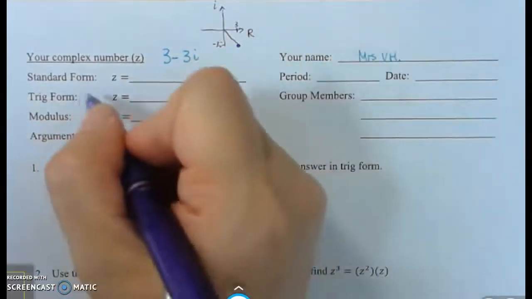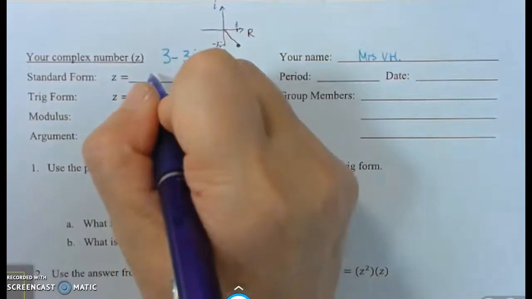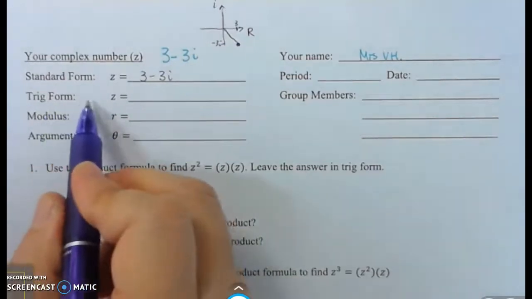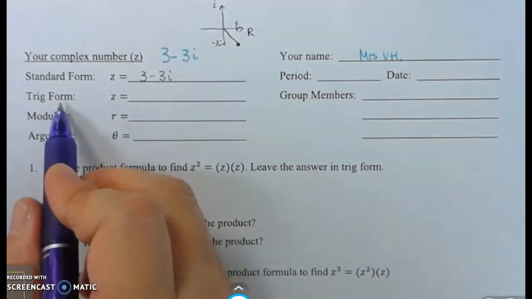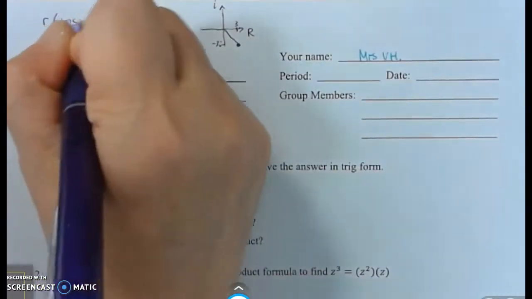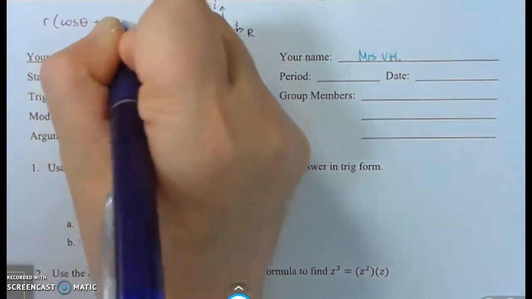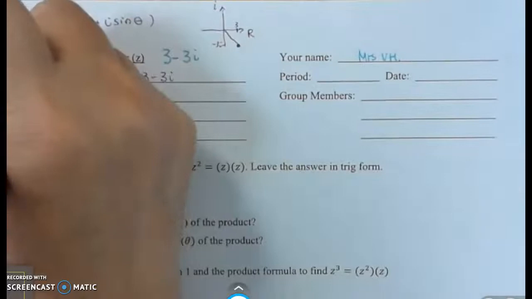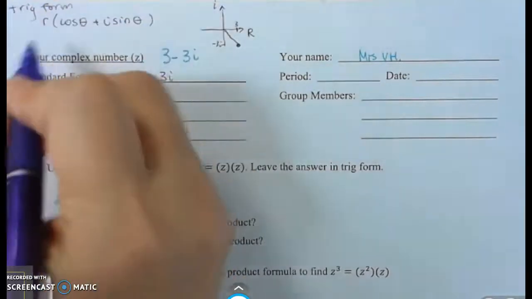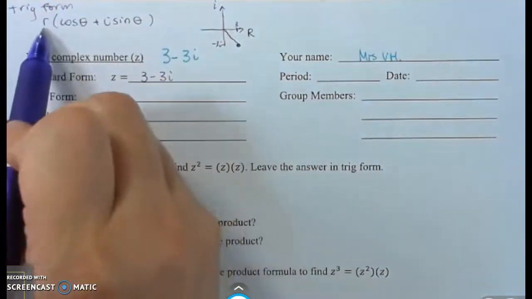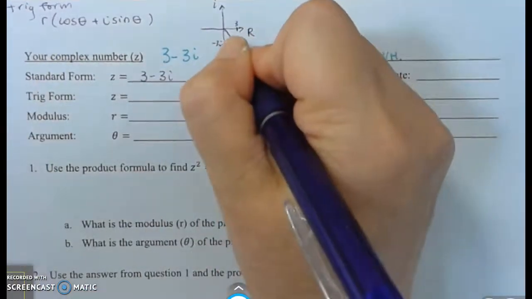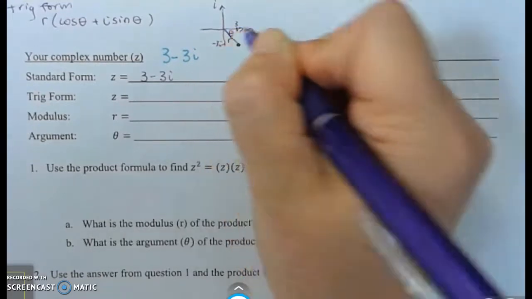Okay, so then standard form is 3 minus 3i. Trig form is the same as the polar form, and that's in terms of r cosine of theta plus i sine of theta. That's my trig form. In order to figure out what my trig form is, I need to figure out what the radius is and what theta is. So I need to figure out what this distance is as well as what this angle right there is.